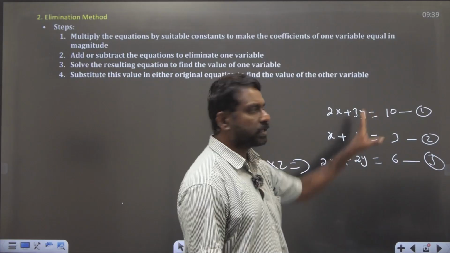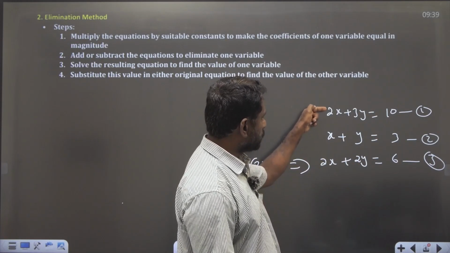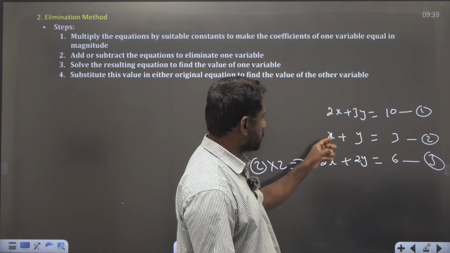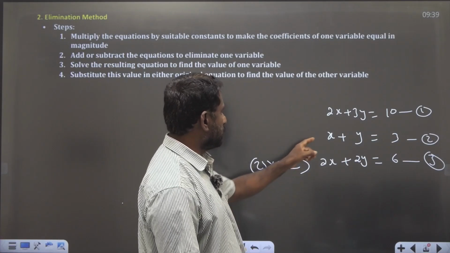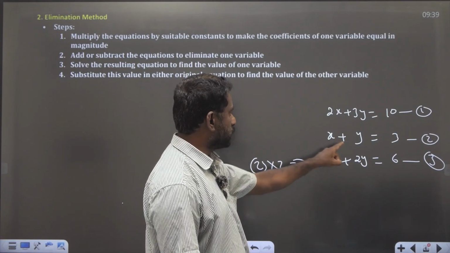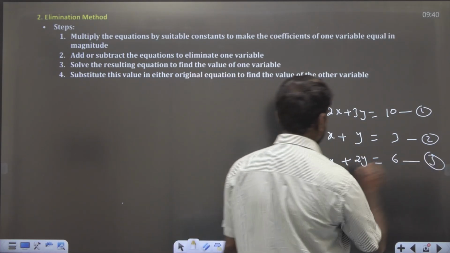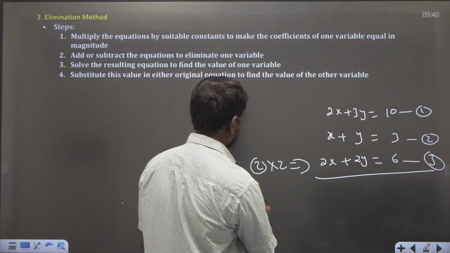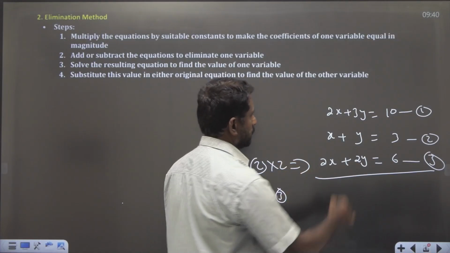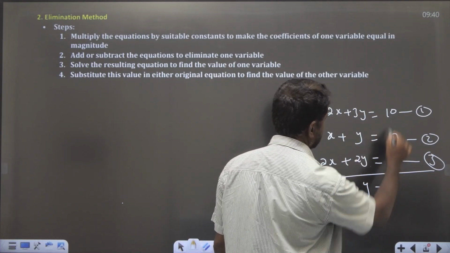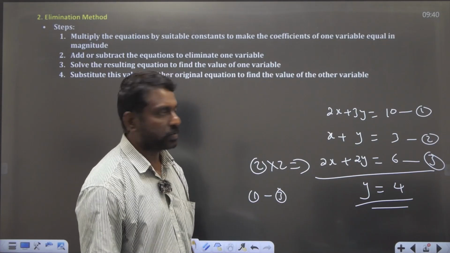Take it as equation 3. The first equation is 2x plus 3y is equal to 10, the second equation is x plus y is equal to 3. We have to equalize the coefficients of x in both equations. For that, multiply equation 2 by 2, giving 2x plus 2y equal to 6. Take it as equation 3. Then subtract 1 minus 3: 2x minus 2x is 0, 3y minus y is 2y, and 10 minus 6 is 4. Directly we get y is equal to 4.